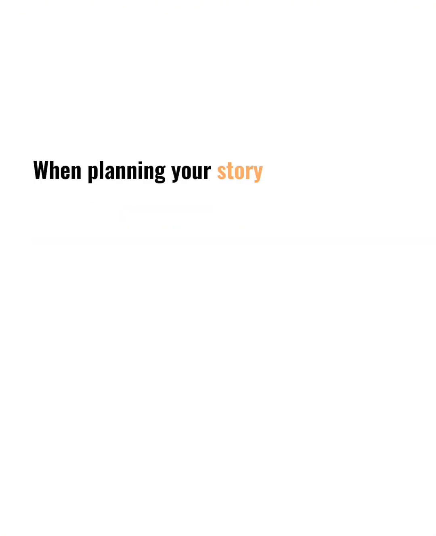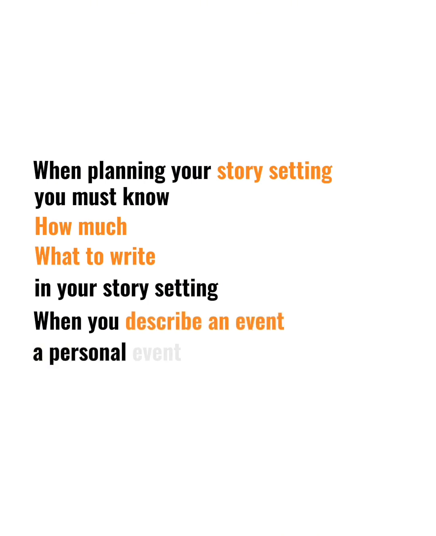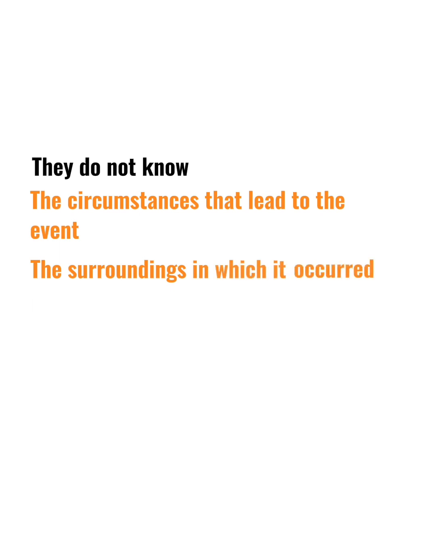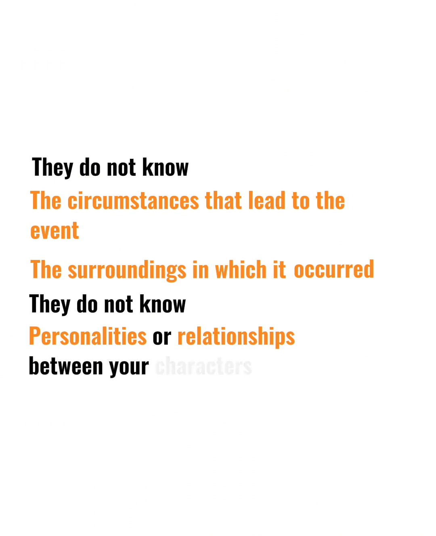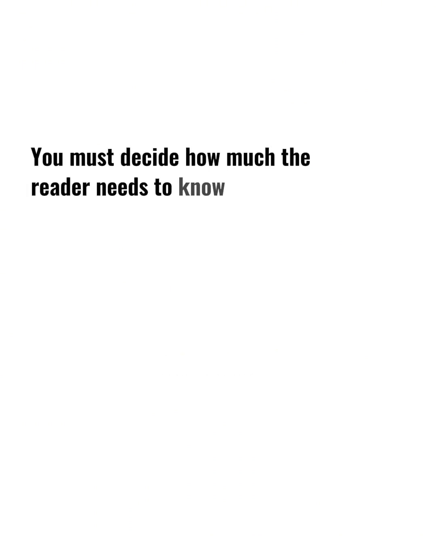When planning your story setting, you must know how much and what to write in your story setting. When you describe an event, a personal event, you need to keep your readers in mind. They do not know the circumstances that led to the event or the surroundings in which it occurred. They do not know the personalities or relationships between your characters. You must decide how much the reader needs to know.